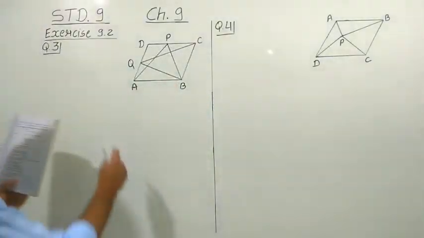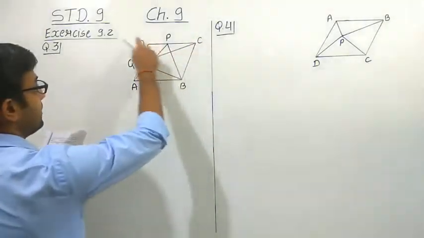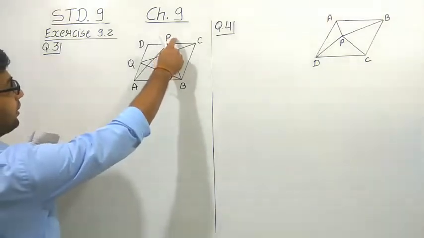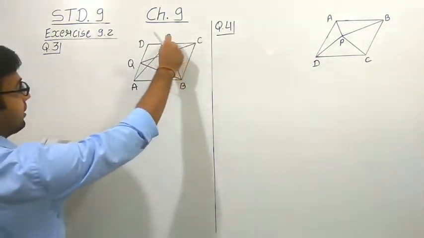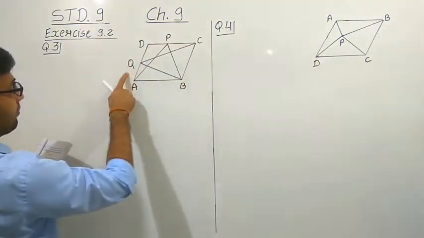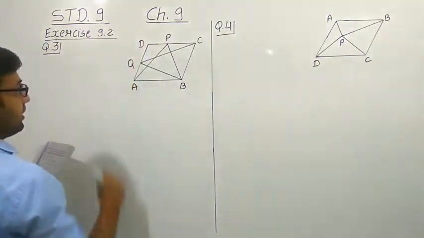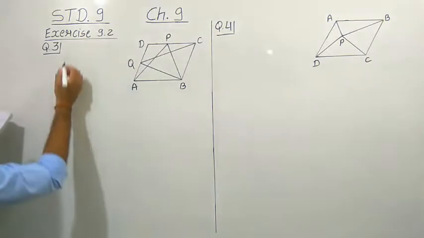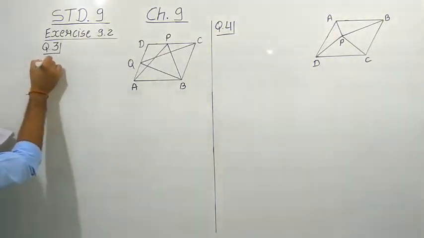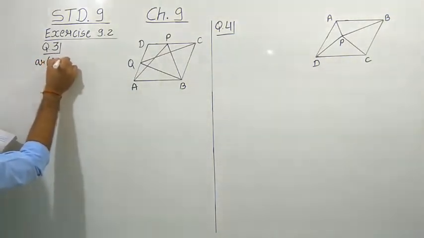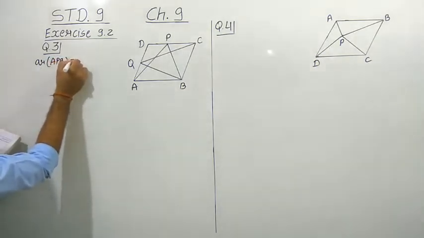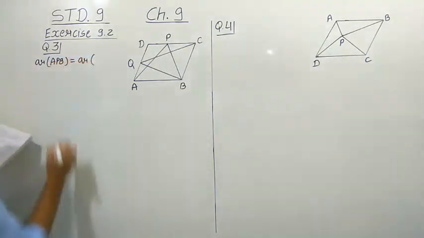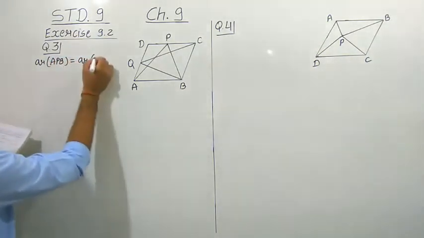So here we have drawn the parallelogram ABCD. One of the points, P, we have to take on the side DC, that we have taken. The other point we have to take as Q on the side DA. Now here we have to prove that area of APB is equal to area of BQC.